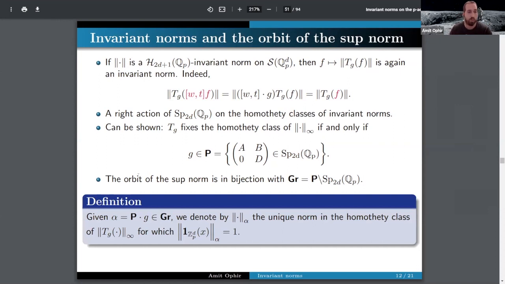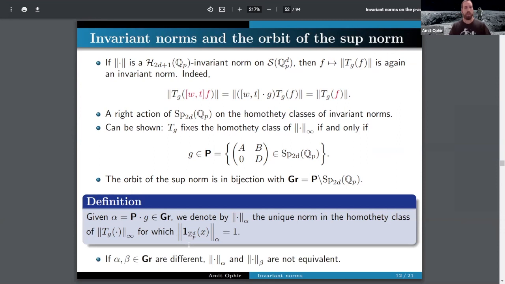Anyway, eventually we would like to work with norms and not with homotopy classes of them, so we would just choose in each homotopy class a norm in some uniform way. So if we have alpha in the Grassmannian, a right coset by G, I'll denote by norm alpha the unique norm in the homotopy class of this norm which is normalized on the characteristic function of Zp to the d. There is nothing special in this characteristic function, it's just one normalization. By definition, if we have two distinct elements in the Grassmannian, alpha and beta, then norm alpha and norm beta are not homothetic. But it's not hard to see that they are also not equivalent. And later on, we will see that they satisfy this stronger notion, which should be thought of as an independence of norms.